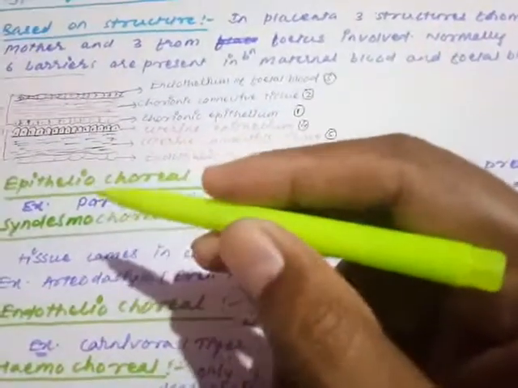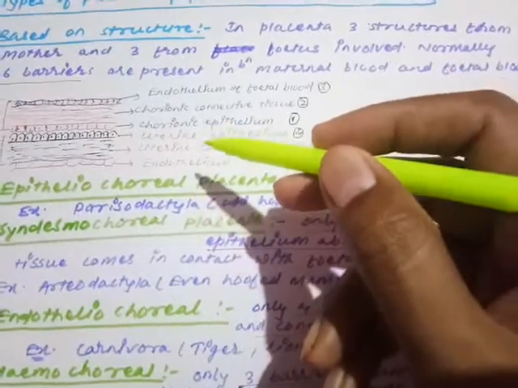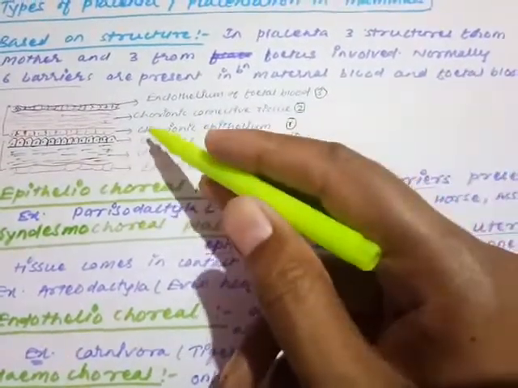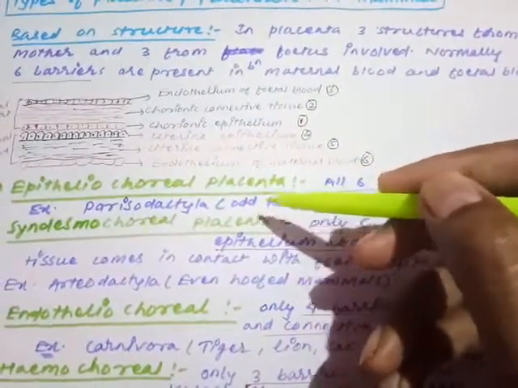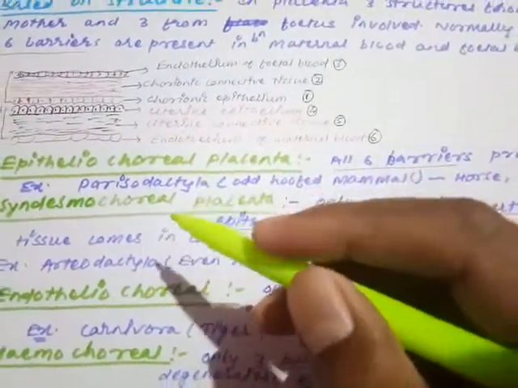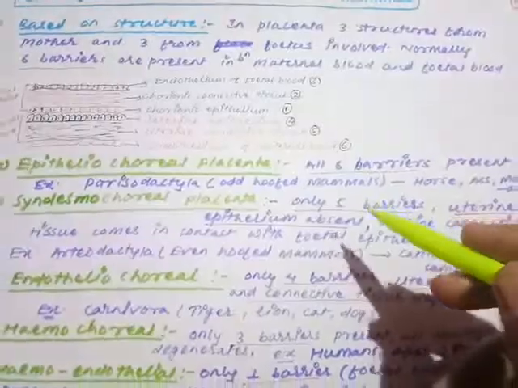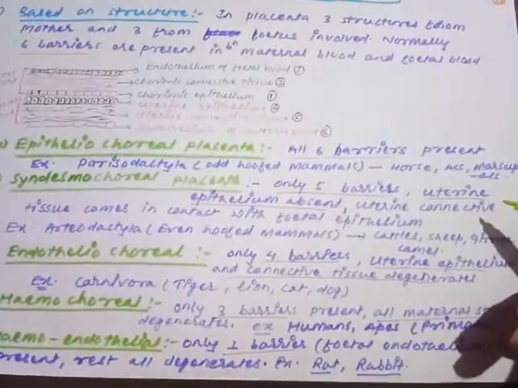That means what? The epithelium of the maternal uterine cavity or uterus comes in contact with the chorionic epithelium. That is why this is called epitheliochorial placenta. एग्जाम्पल हमेशा इंपॉर्टेंट होते हैं नीट एग्जामिनेशन के लिए. So examples are Perissodactyla, odd hoofed mammals. Examples: horse, ass and the marsupials.